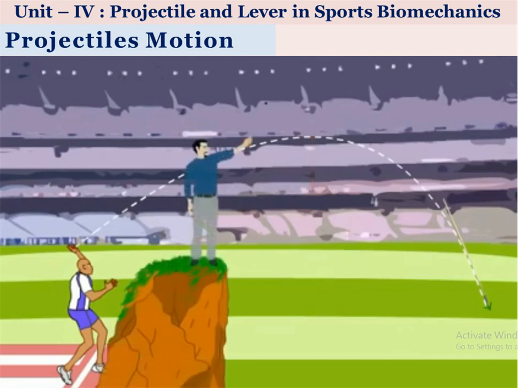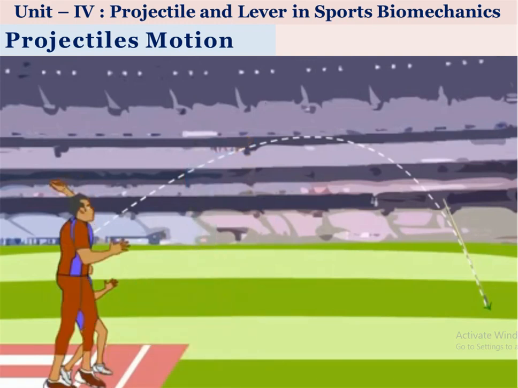An object dropped from a height, an object thrown vertically upwards, and objects thrown obliquely upwards are examples of projectiles. In all these cases, the influence of air resistance is neglected.